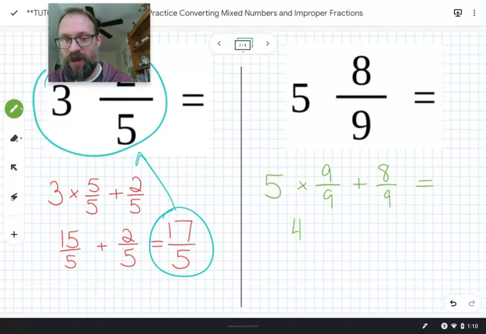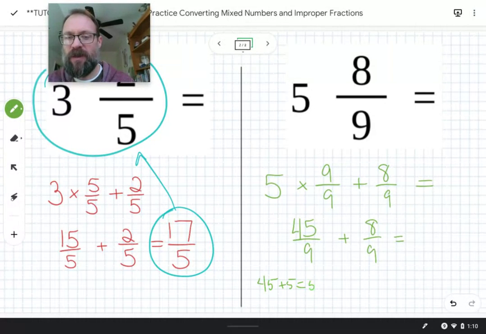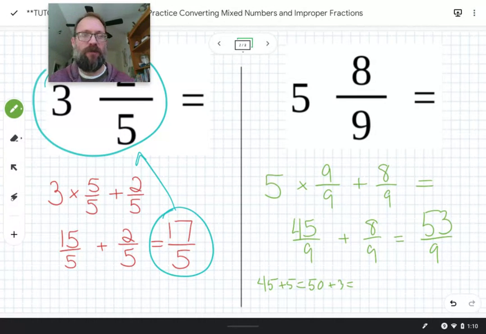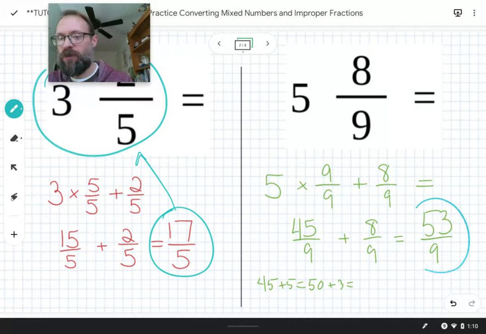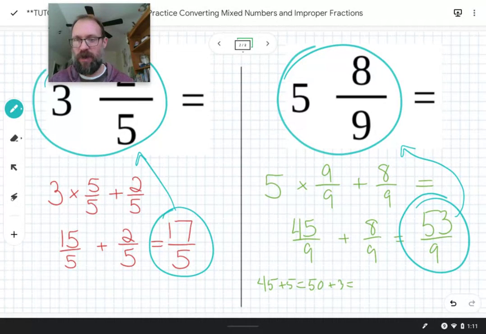Thank you, reflex math. So that's 45/9 plus 8/9. And that's going to give us our final answer. So let's see, 45 plus 8. Well, I'm going to do 45 plus 5 plus 3 because 5 plus 3 is 8. So 45 plus 5, that is 50, plus the 3 more, that's 53. So 53/9. Okay, 53/9 is equal to, or the same as, 5 8/9. All right, so there we have two examples of converting a mixed number to an improper fraction.